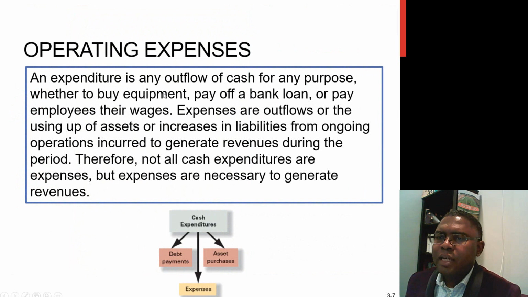Operating expenditure is outflow of cash for any purpose, such as buying equipment, paying off a bank loan, paying employees for their wages, etc. So these are expenses. Expenses are outflows, or using up assets or increases in liabilities from ongoing operations incurred to generate revenue during the period. So when we talk about cash expense, it could be debt payment, or it could be the buying of assets.